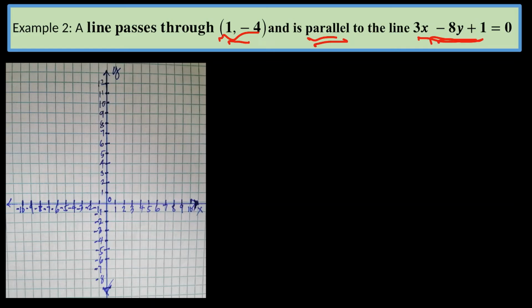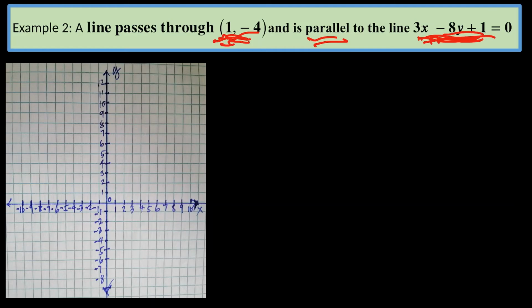So we can solve for the slope of this line, and once we get the slope of this line, that will also be the slope of the line that passes through (1, -4). So how do we do that? We simply have to transform this equation into the slope-intercept form. Then we would know the slope of the line that passes through (1, -4).